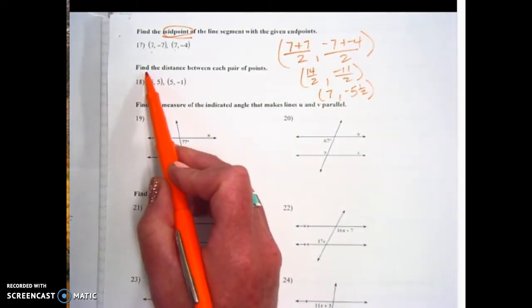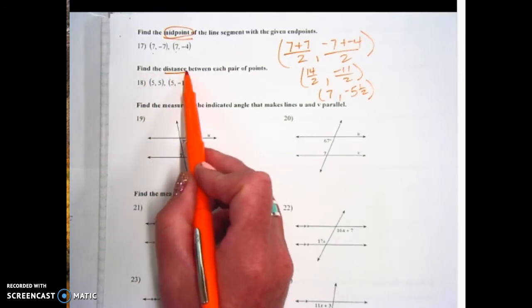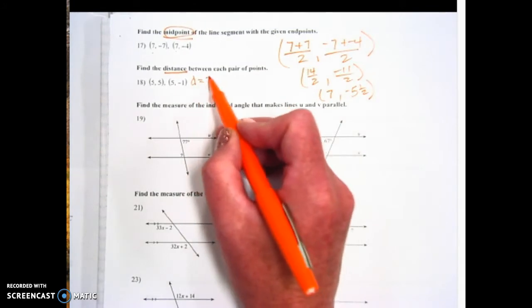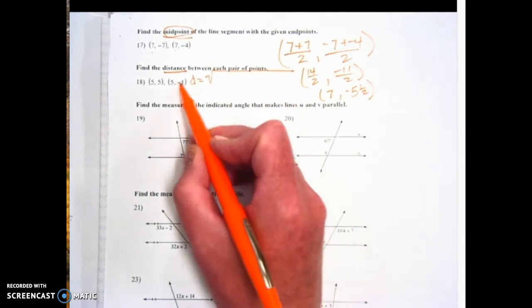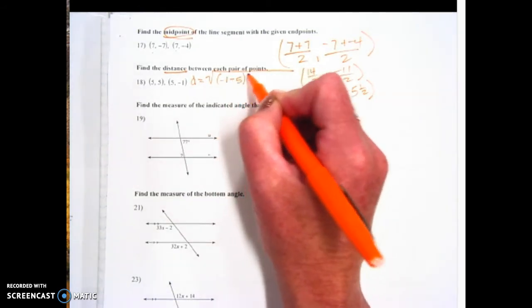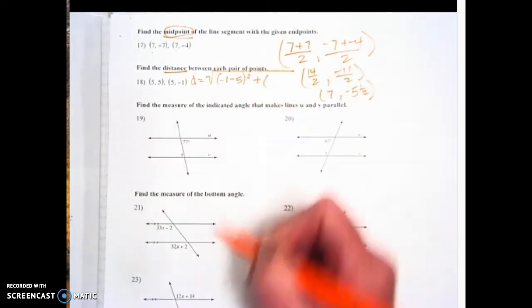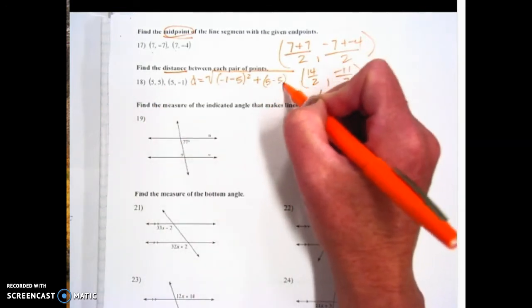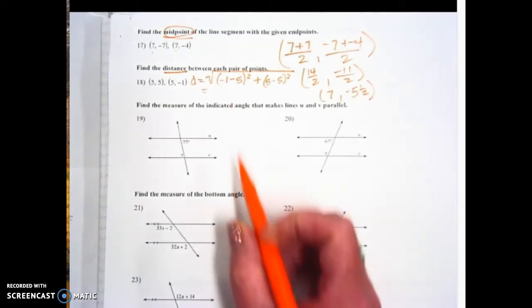All right. Number 18, find the distance between the pairs of points. So the distance formula is the one with the big long square root thing. You're going to do y2 minus y1, so -1 minus 5, and then square it. Then you need to add the difference of the x's, so 5 minus 5, and square it. Then you just want to simplify.